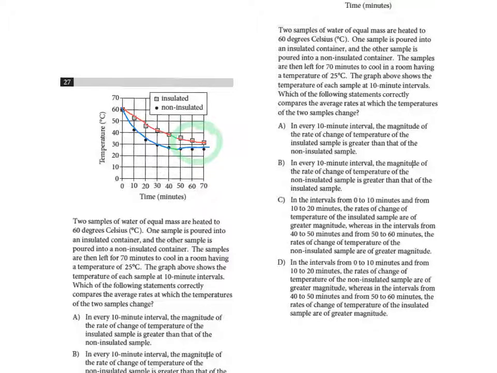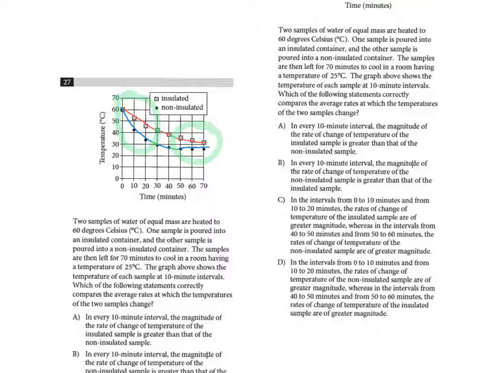All right, B, in every 10-minute interval, the magnitude of the rate of change of temperature of the non-insulated sample is greater than that of the insulated sample. Well, the non-insulated sample starts off with a greater rate of change, yeah, but that rate of change slows down and goes to almost zero at the end, whereas the insulated sample continues to change. The non-insulated sample just got to that baseline temperature faster.